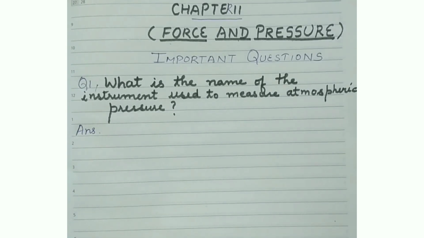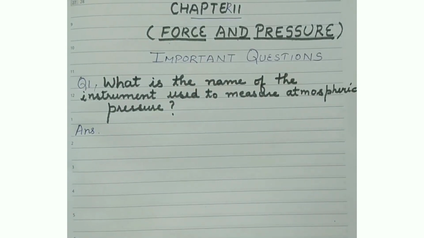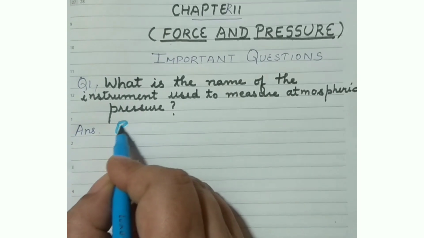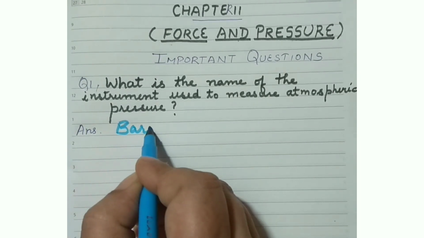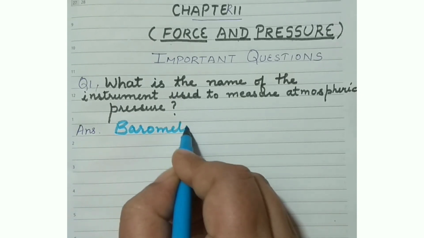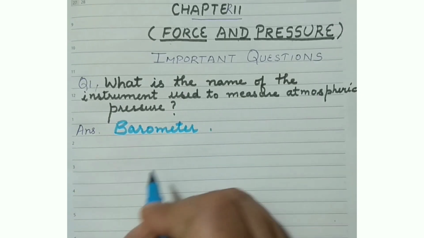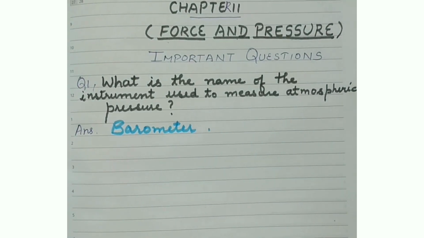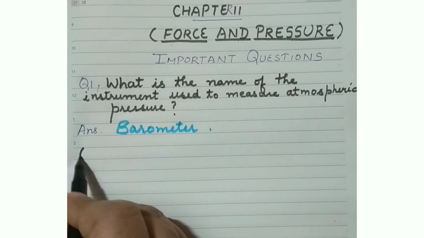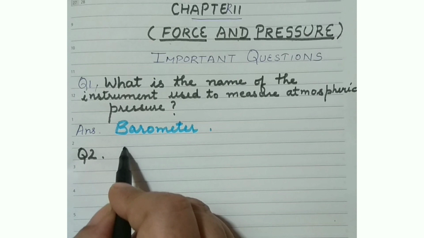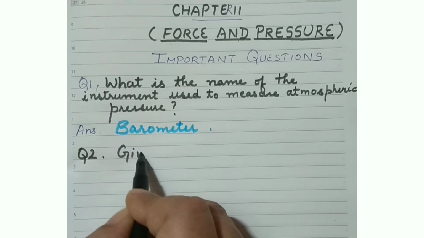Answer is very simple. For measuring the atmospheric pressure, the instrument which is used is known as barometer. Next is question number 2.